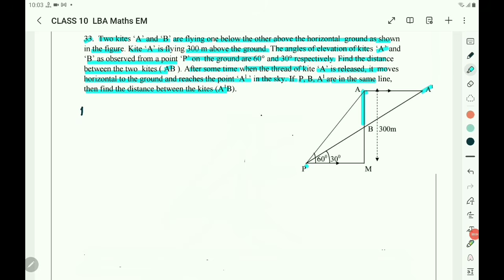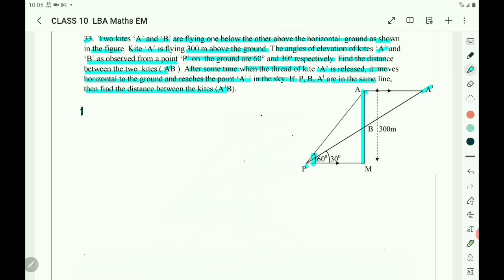To find AB, we have to find BM. If you get BM, AB is equals to what? AM minus BM. AM is given 300 meter. That is the height of the kite A is 300 meter. To get AB, we have to find BM, and by getting BM, subtract BM from AM. So to get BM, we need PM. How will you get PM? Use the right angle triangle AMP. Angle APM is equals to 60 degree.